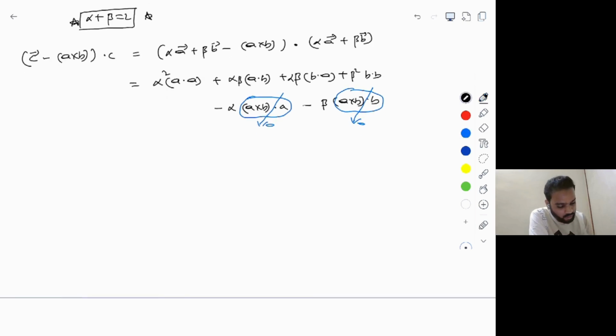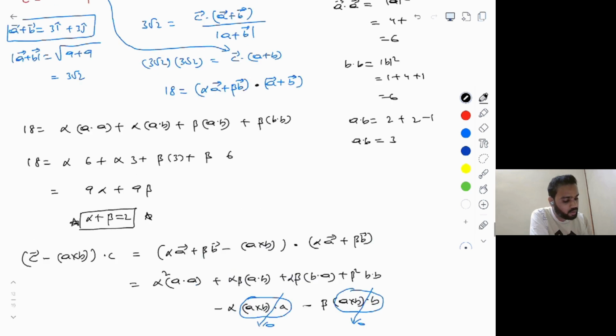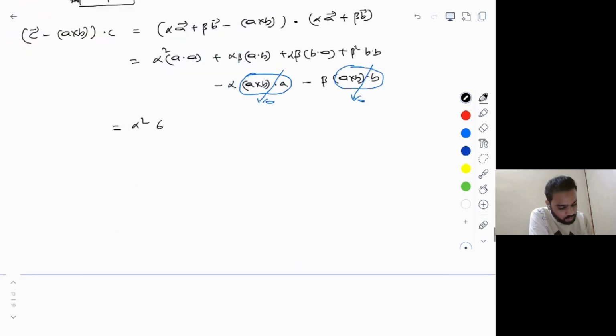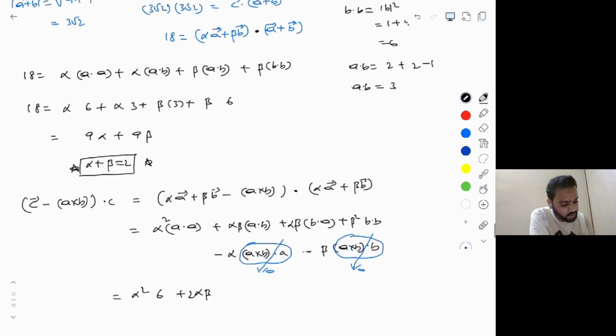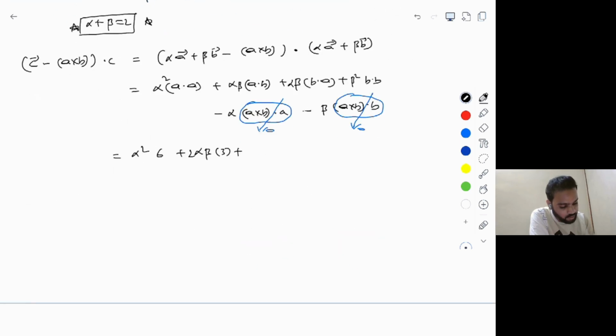And the remaining part is alpha square multiplied by A dot A, which we already got as 6. So alpha square into 6 plus 2 times alpha beta into A dot B. A dot B is 3. Let's substitute that. And plus again beta square multiplied by B dot B. B dot B is also 6 here. So finally what we get is, if I take 6 common, this will be alpha square plus beta square plus alpha beta. Okay. Now this is your value.